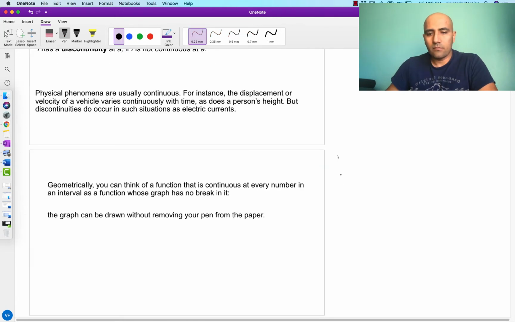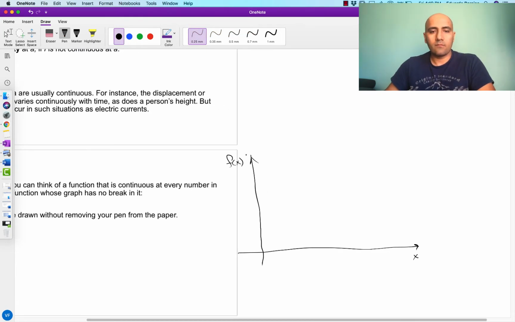So for example, if we have some interval, the function is continuous in this segment if, when we graph it, we can graph it without ever lifting our pencil. So I can, for example, graph something like this, and I could draw it without ever lifting my pencil. Or maybe something like that. Again, I can draw it without ever having lifted my pencil.